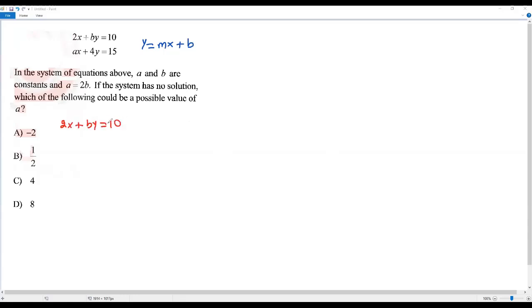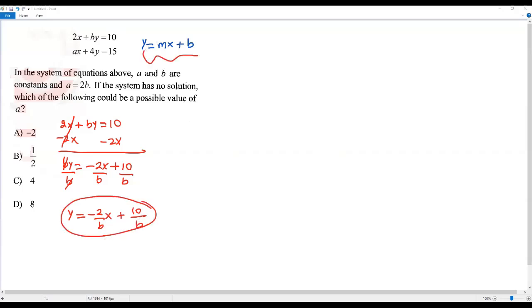Now let me write the first equation, 2x plus by equals 10, in slope intercept form. I subtract 2x from both sides, and I get by equals negative 2x plus 10. Then I divide everything by b, and I get y equals negative 2 over b times x plus 10 over b. Now it is in slope intercept form, y equals mx plus b. In place of m, we have negative 2 over b. So m equals negative 2 over b.